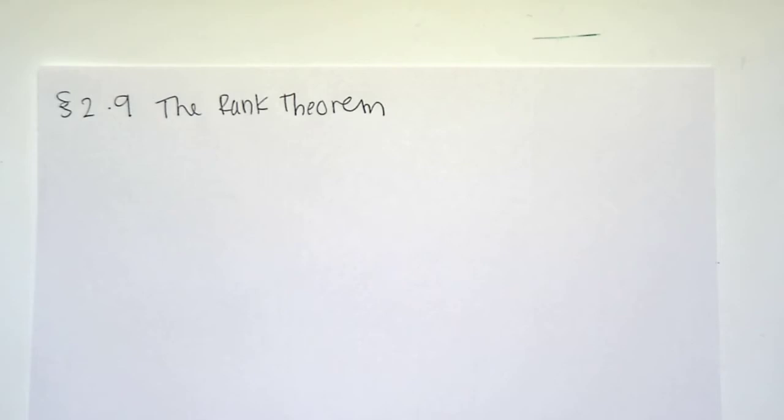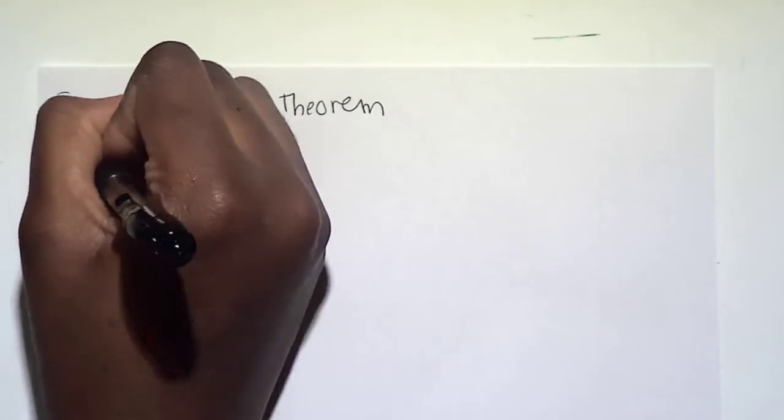All right, so this next section is called the rank theorem. So this is a pretty important theorem. It tells us about the dimensions in our column space as well as the dimensions of our null space. So let's start with the definition of rank so that we know what we're talking about.